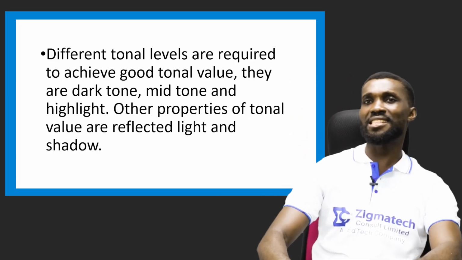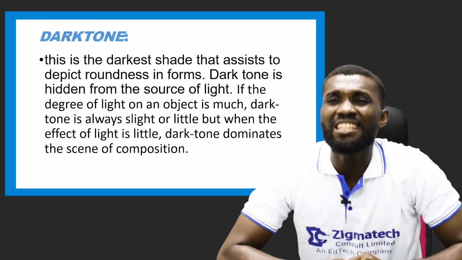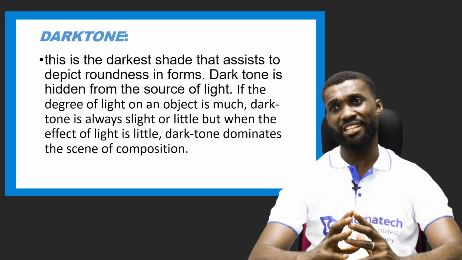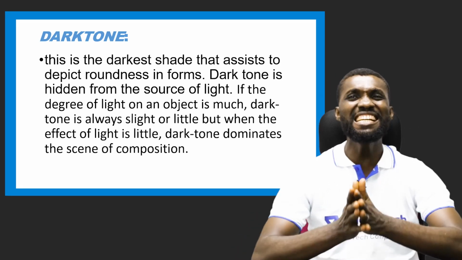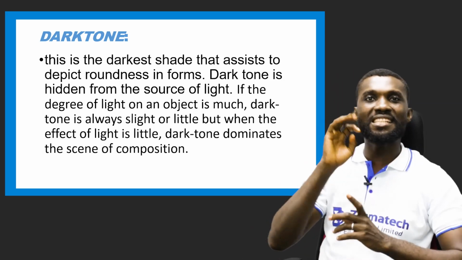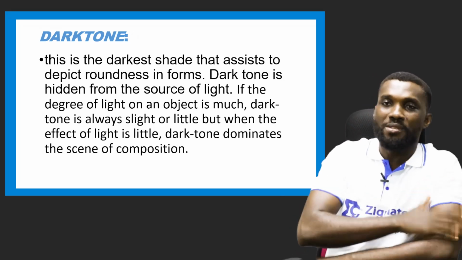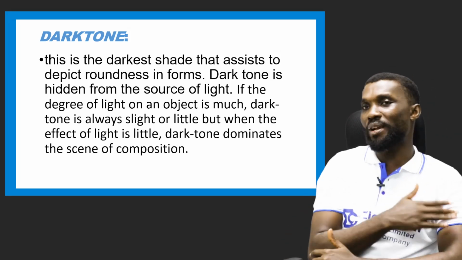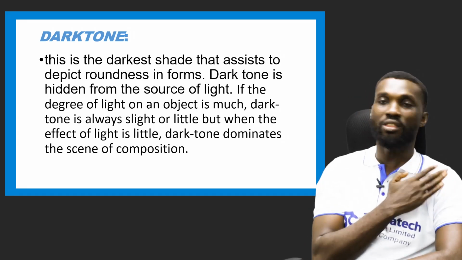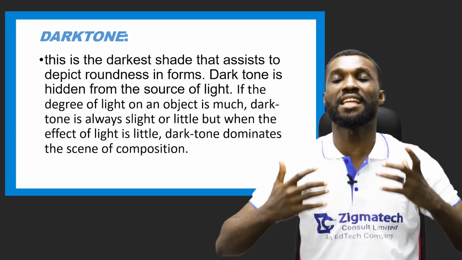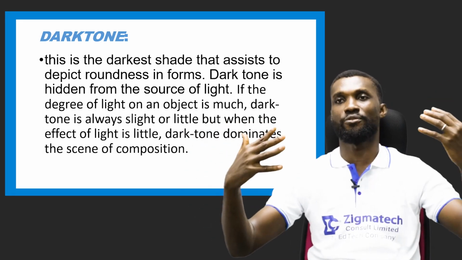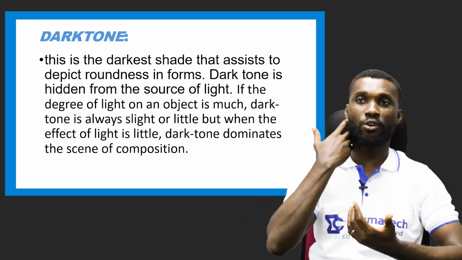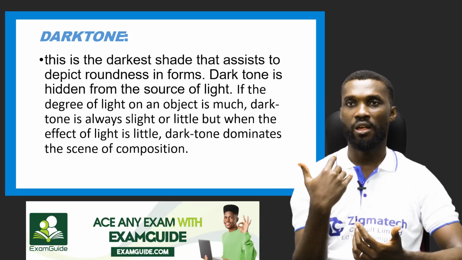But before we get there, let's define what dark tone is. This is the darkest shade that assists in depicting roundness and form. Dark tone is hidden from the source of what? Light. Any place that is behind the light becomes dark. It falls against the dark part, so it becomes dark. So the dark tone represents the place behind the light source. For the fact that I'm sitting in front of this camera and there's a light in front of me, my face is lighted. Now you can see everything, but if you're drawing, you can't see my back because it is not in your viewpoint.